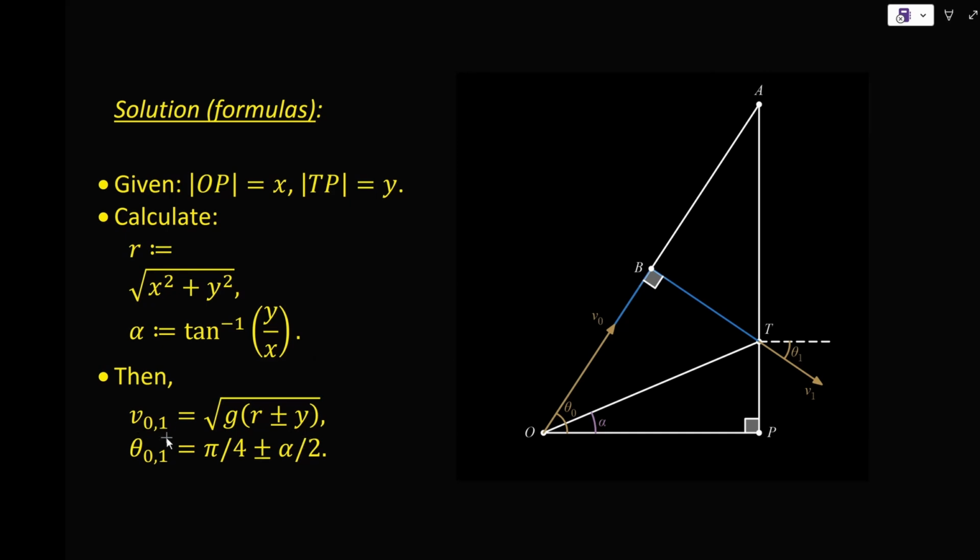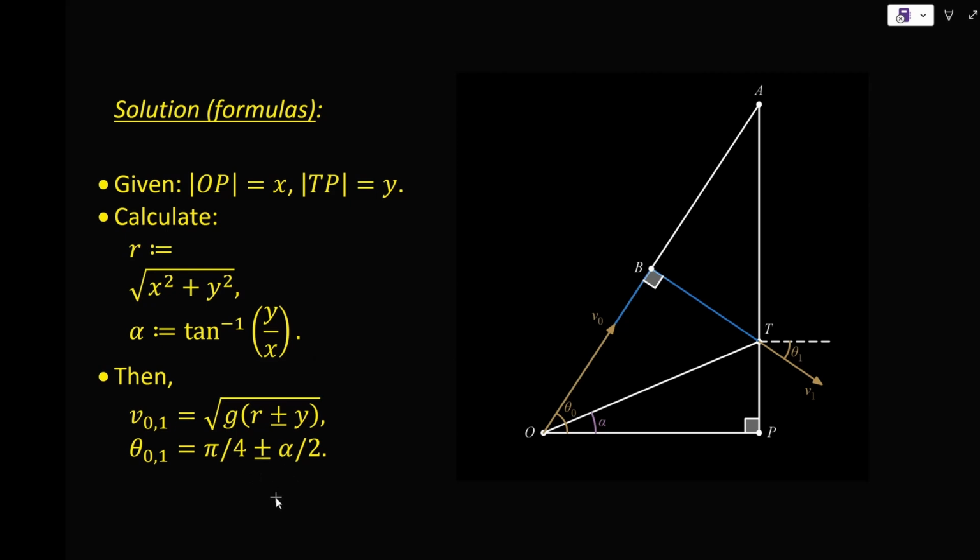The impact speed V1 is given by the square root of g times r minus y. So here I combine V naught and V1 into a single formula, where 0 corresponds to the plus sign and 1 corresponds to the minus sign. And on top of that, we have the launch angle as well as the impact angle. The launch angle, denoted as theta naught, is the angle between the line of launch and the horizontal direction. This is given by pi over 4 plus half alpha, measured in radians. The impact angle is the angle made by the line of fall and the horizontal line, denoted as theta 1. Theta 1 is given by pi over 4 minus half alpha.